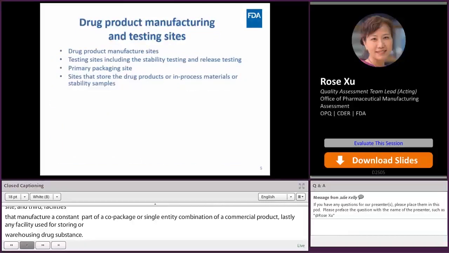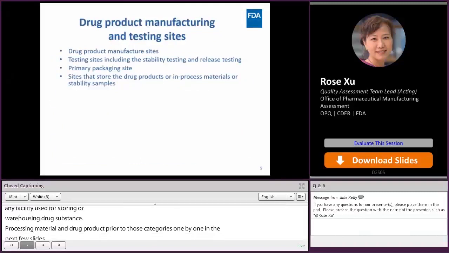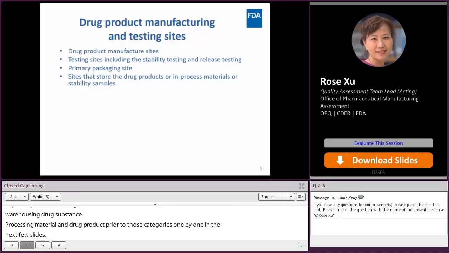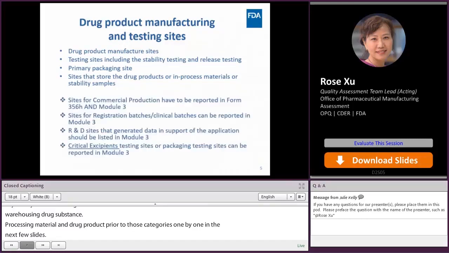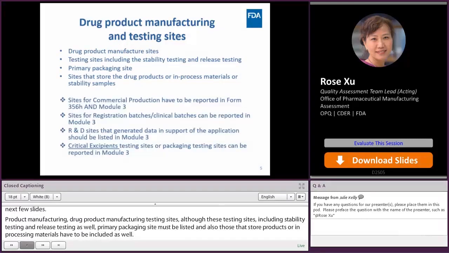For drug product manufacture, of course, the drug product manufacturing side has to be included. Also, the testing side, including the stability testing and release testing, has to be included as well. The primary packaging sites have to be enlisted. And also the sites that store the drug product, in-process material, or stability samples have to be included as well. So what's the difference between the facility mentioned in 356H and Module 3?